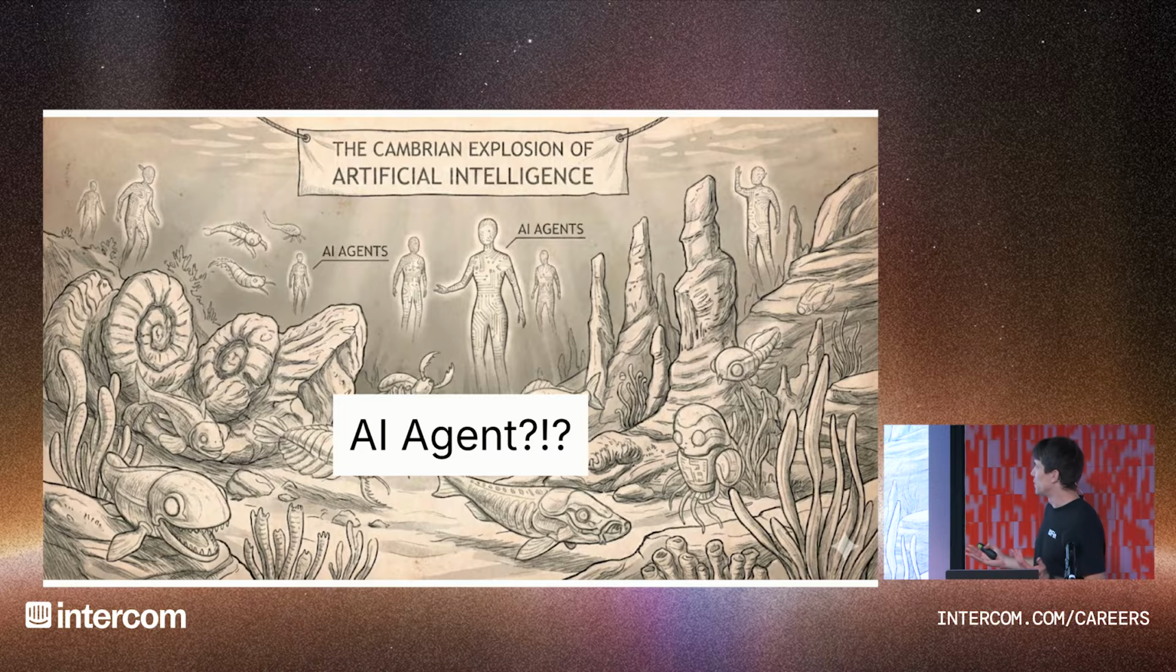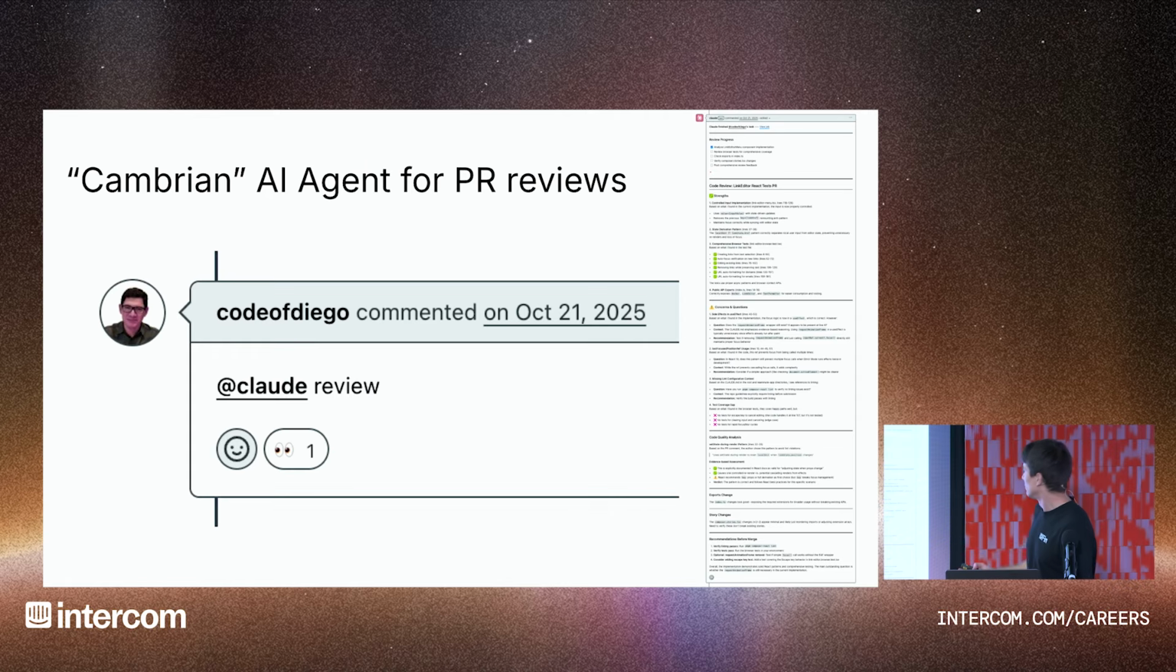We must have an agent for that. We had this Cambrian explosion of AI agents. Surely we can solve this problem, right? And of course we did. Of course we had an agent. We had an agent that you can ask, hey, Claude, review this pull request. And it gives you this nice review.